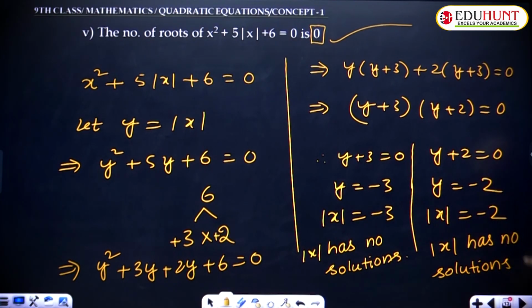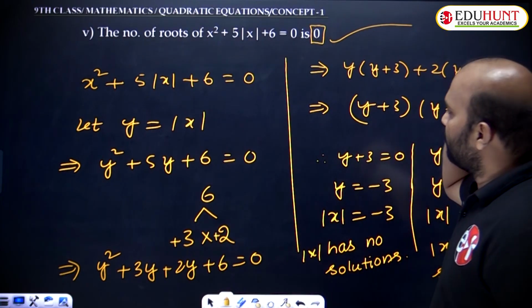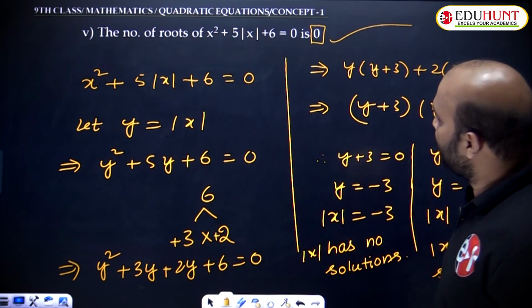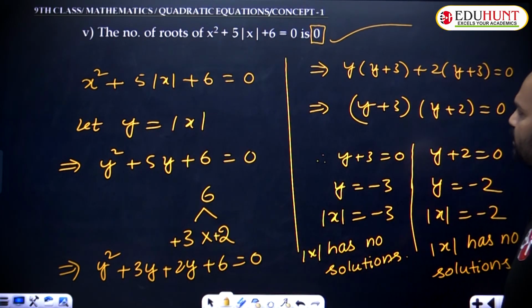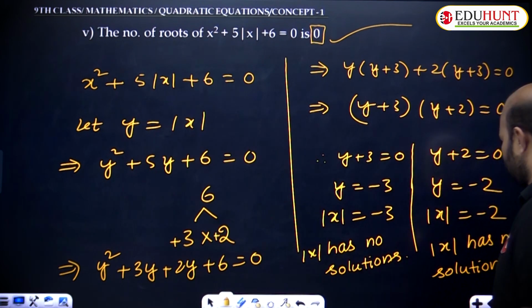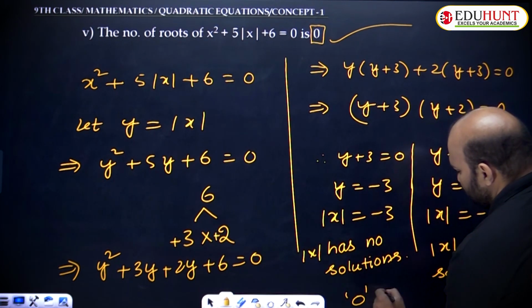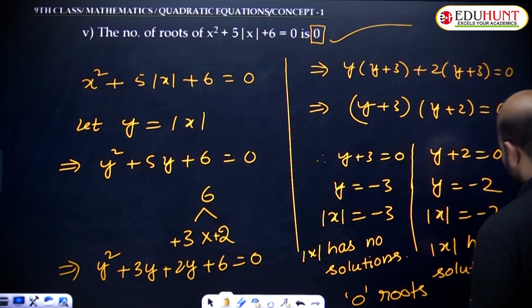Am I clear? So the given quadratic equation x square plus 5 mod x plus 6 equal to 0 has no roots. Nothing but 0 roots. Am I clear?